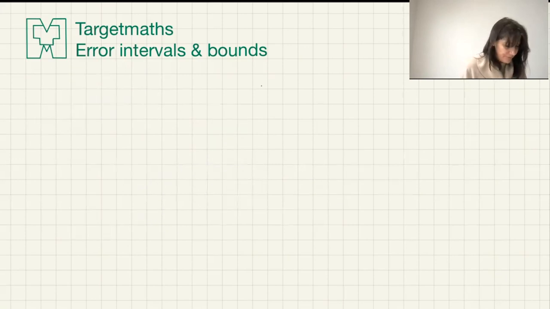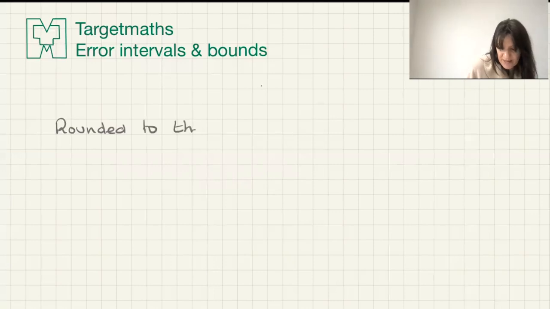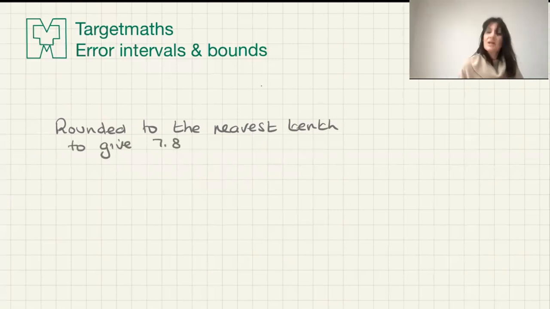Okay, clean that off. So a number is rounded to the nearest 10th to give 7.8. Write the error interval. Okay, so hit pause, have a go, and press play when you're ready.